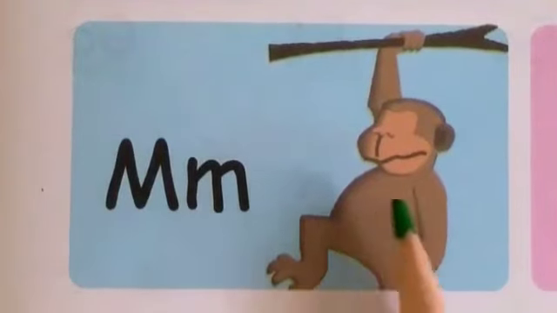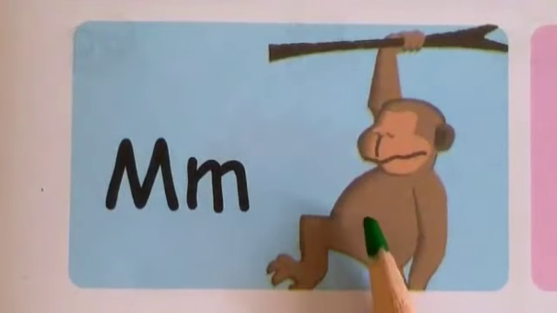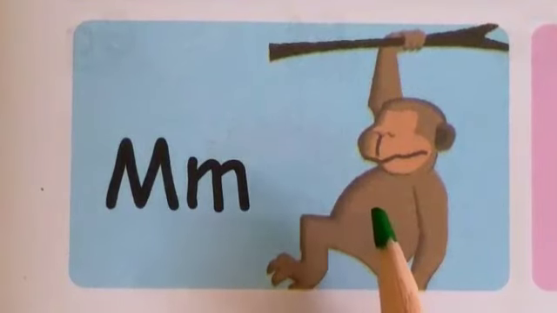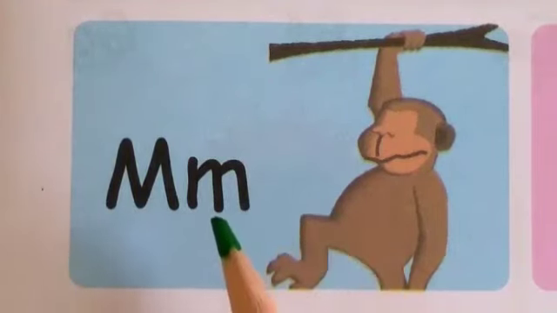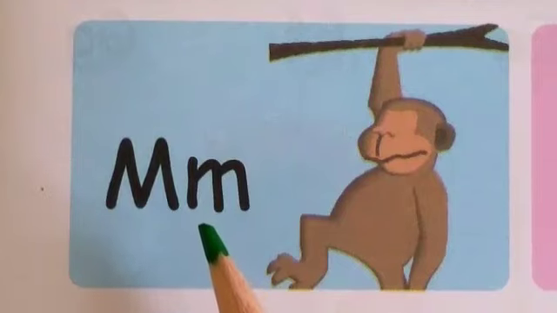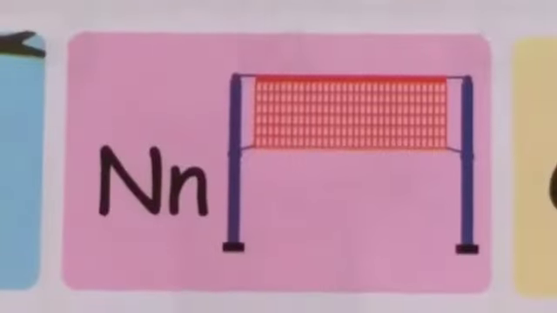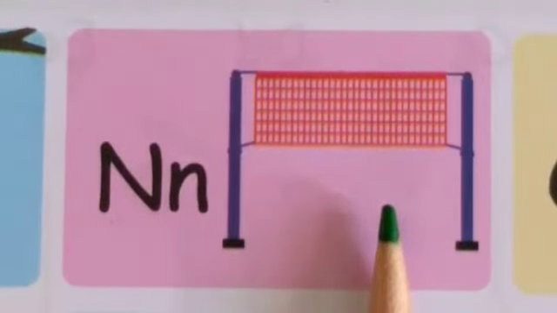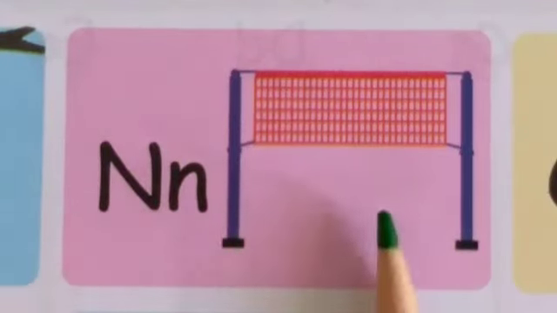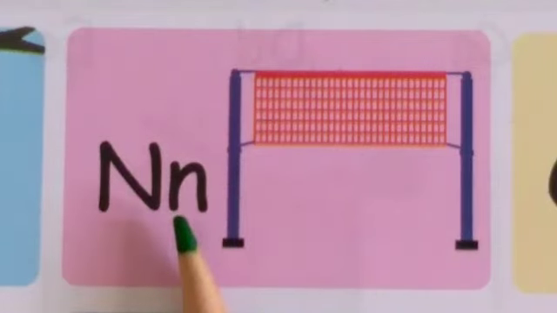What is this? This is a monkey. What is the initial sound of monkey? Monkey. And letter M has only one sound. What is this? This is a net. What is the initial sound of net? Net. And letter N has only one sound.